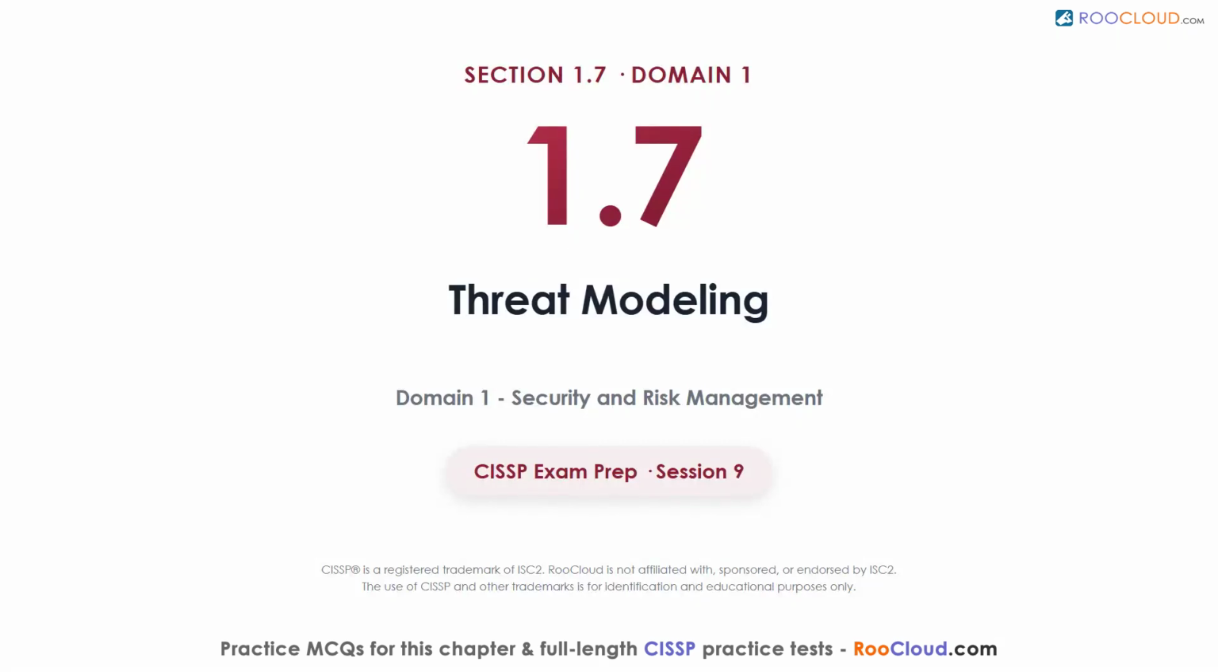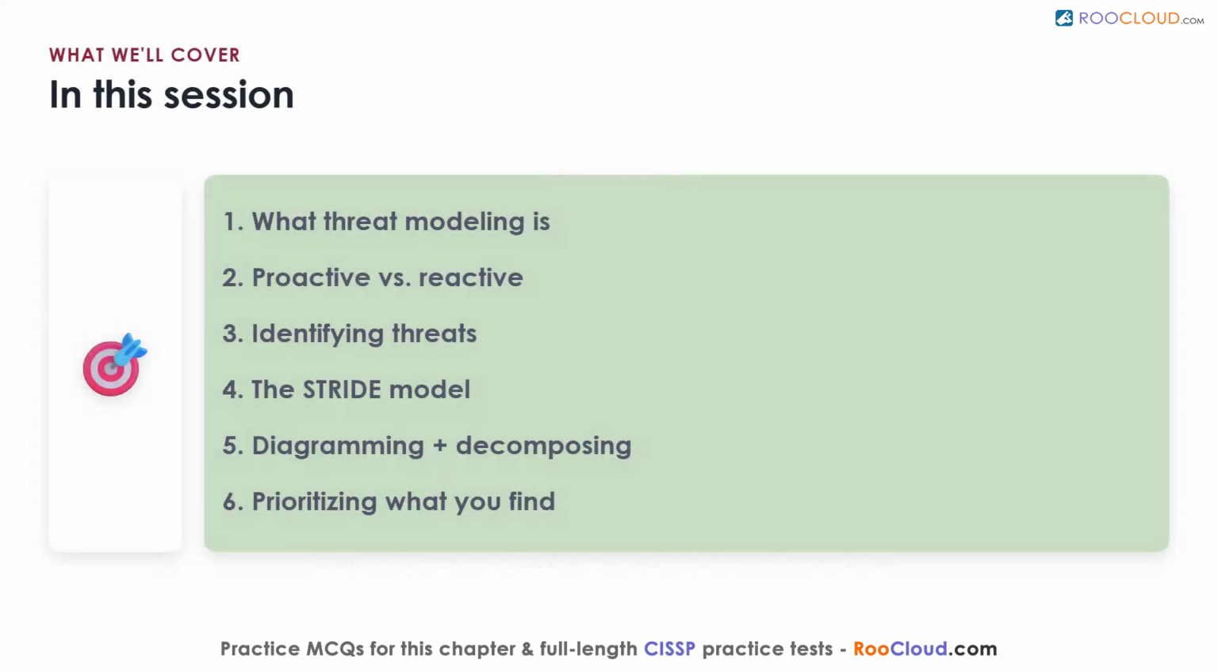Welcome to section 1.7. This is the 9th session of the CISSP exam prep series. In this session, we'll learn how to find and rank threats before they hurt you.